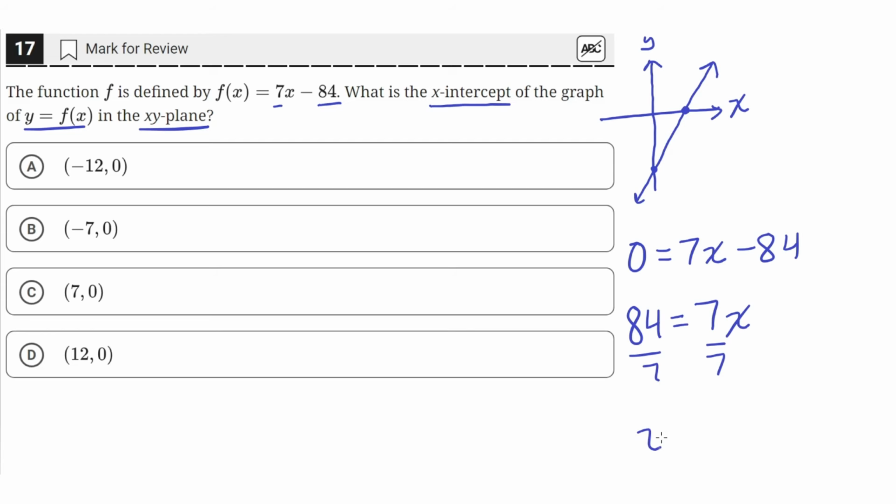And we'll see that the value of x is equal to 84 over 7, which if you put in your calculator, or if you know your tables, is just 12. So the value of the x-coordinate at the x-intercept is 12. So the coordinate of this point is an x value of 12, and y is just 0, since y is always 0 on the x-axis. So the correct answer choice is D.